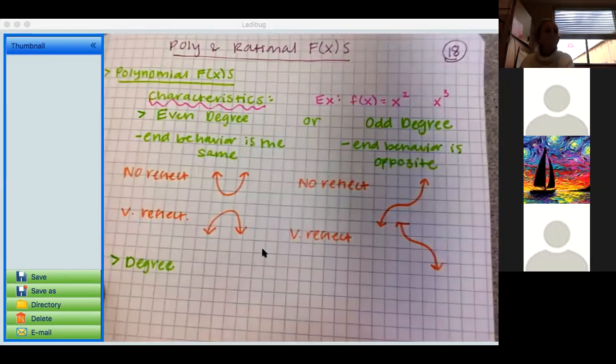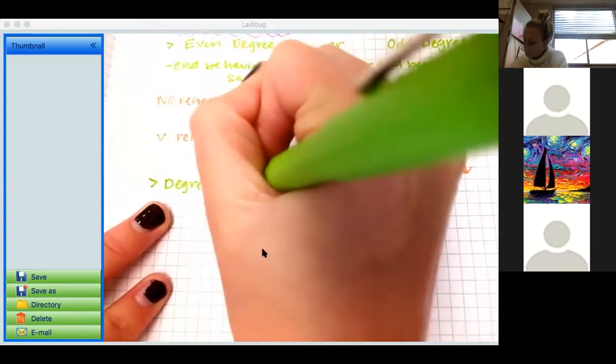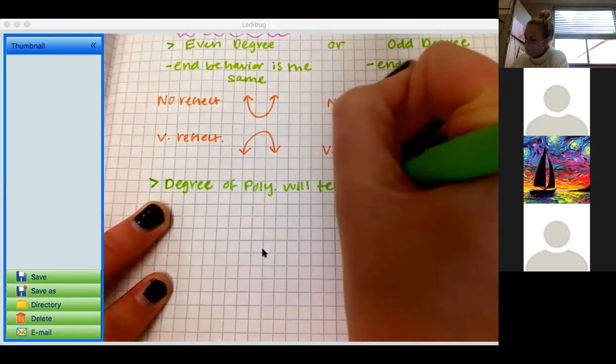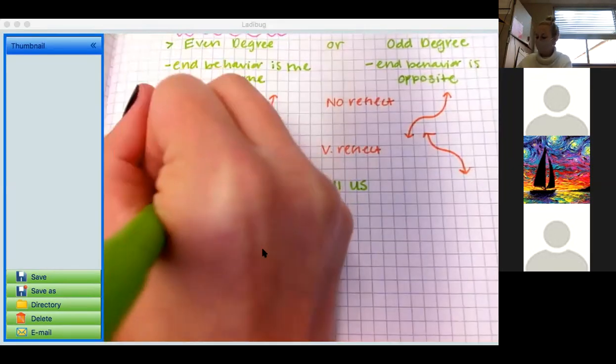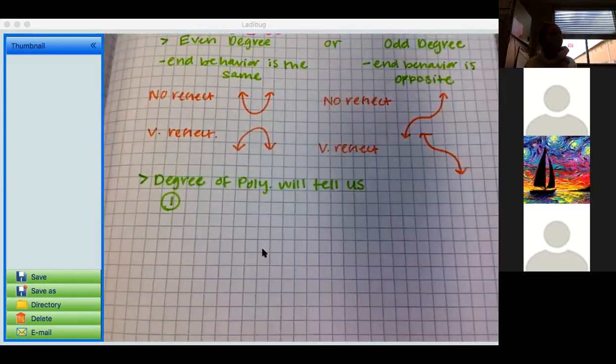The degree of the polynomial will tell us two things. Does anybody remember these two things? I know that's a very vague question. I'm just seeing what you remember. The degree of your polynomial tells you two things.